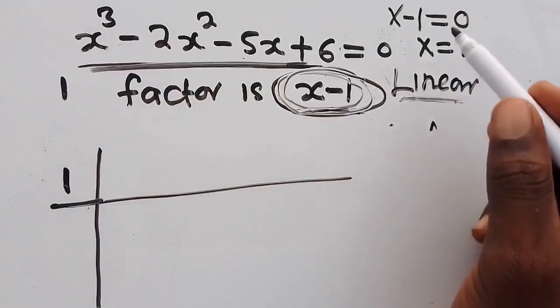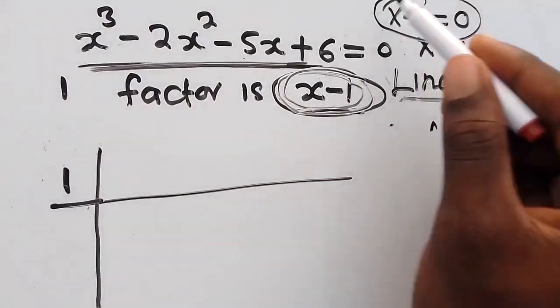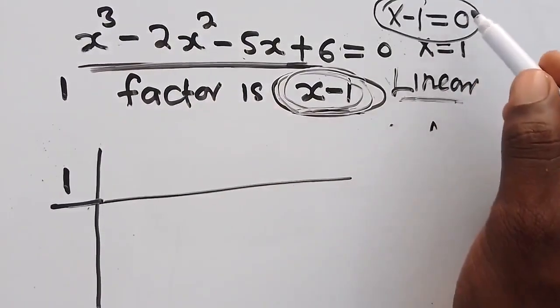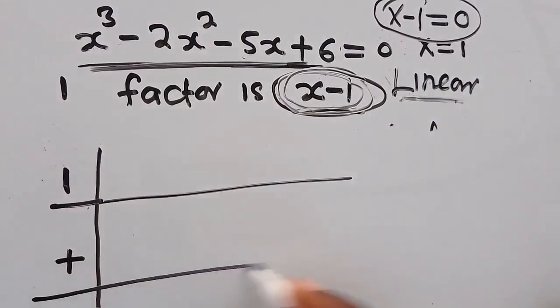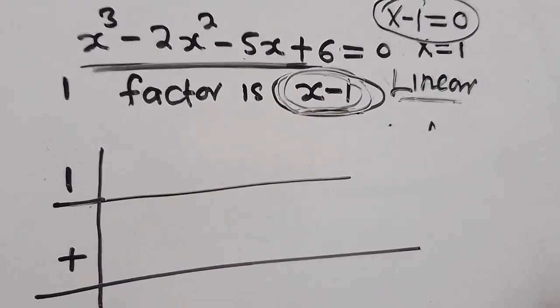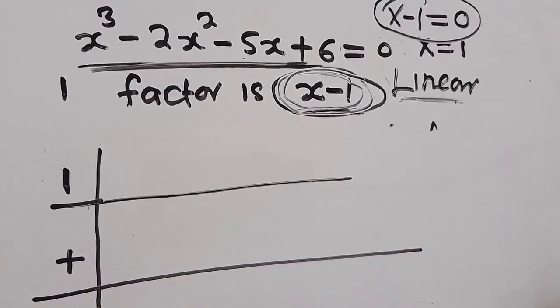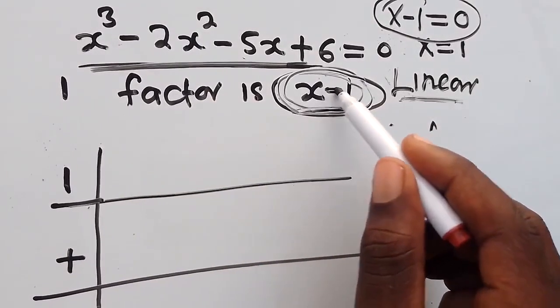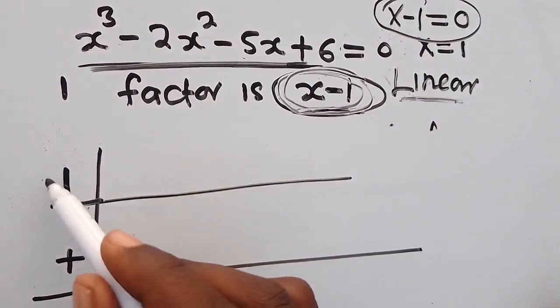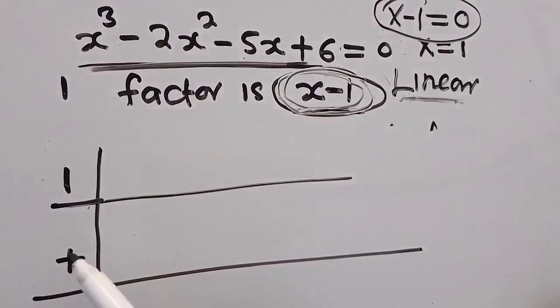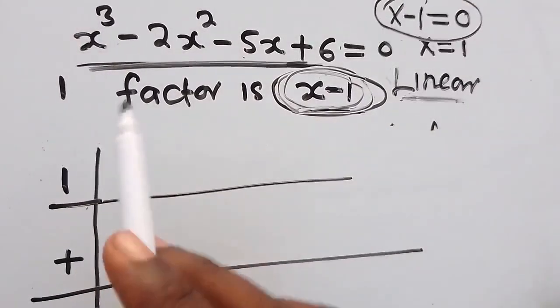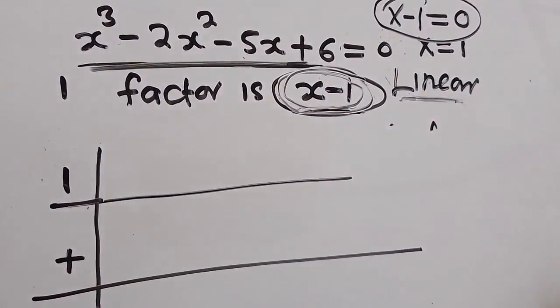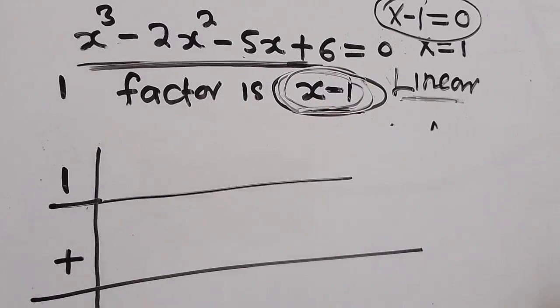Whenever you solve a divisor, you equate it to 0. Here we need to put a plus there. But when you have it the way it is like this, here you say negative 1, you need to put a negative. Then we get the coefficients there. We just need to get the coefficients.